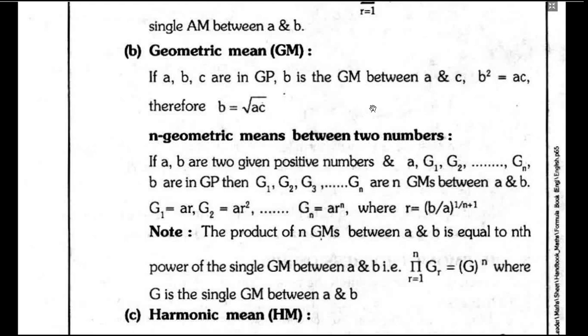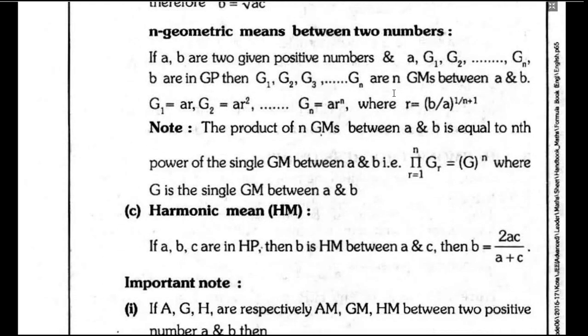N geometric means between two numbers. Now we have to insert n geometric means. So A and B are the two given positive numbers, same style: A, G1, G2, ..., Gn and B, total number of terms n plus 2. Then G1, G2, ..., Gn are the n geometric means between A and B. G1 is nothing but A into R, the common ratio. G2 is AR square, Gn is AR to the n. Similarly, B equals AR to the n plus 2 minus 1, which becomes n plus 1. So the common ratio you can get is B upon A to the power 1 upon n plus 1, which means the n plus 1 th root of B upon A.